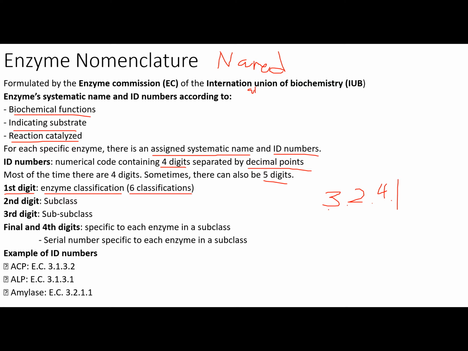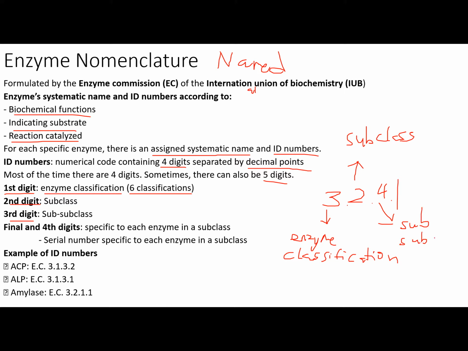While the second digit, so this is the first digit, this would refer to the enzyme classification. The second digit class would refer to the subclass. The third digit would refer to the subclass. And the last or the fourth digit would refer to the specific enzyme in a subclass.